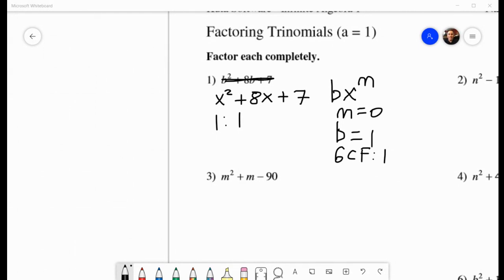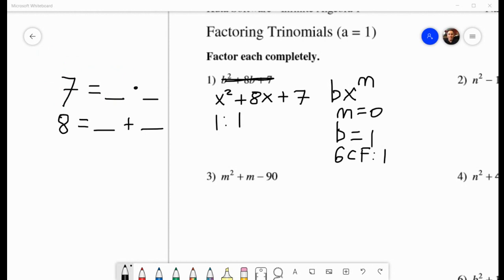Okay, so now we want two numbers whose product is 7. That's the constant term. The sum has to be 8. Okay? Well, what two numbers are going to pull that off? What two numbers can you multiply to get 7, but if you add them, you get 8?